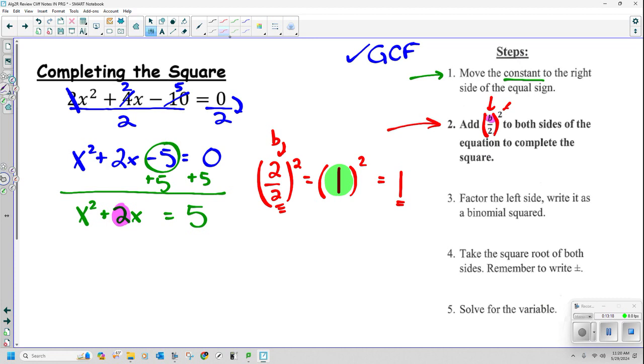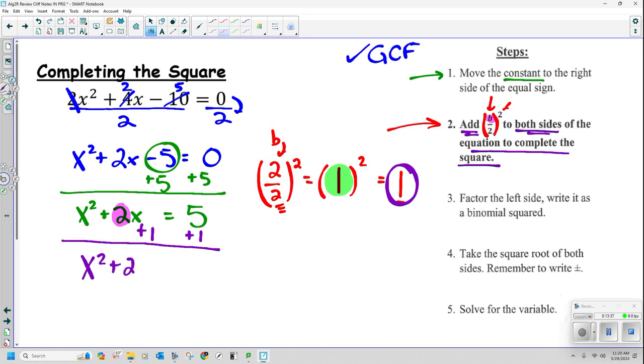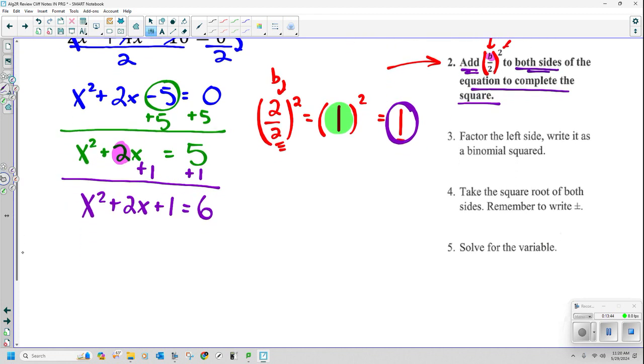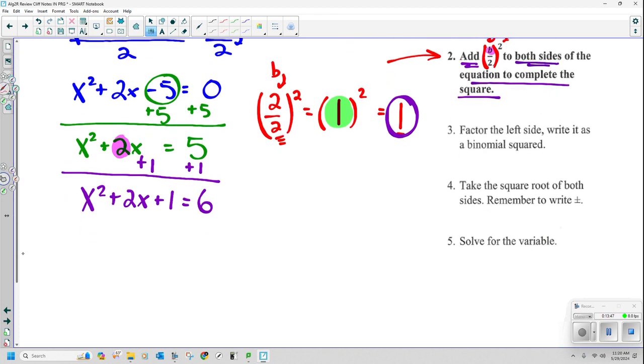After I do that process, I got to add that to both sides of my equation. So this number here that I get, I got to add to both sides. So I'm going to add 1 and add 1. So I've got x squared plus 2x plus 1 equals 6. So, what comes next? Now I got to factor the left side and write it as a binomial squared.